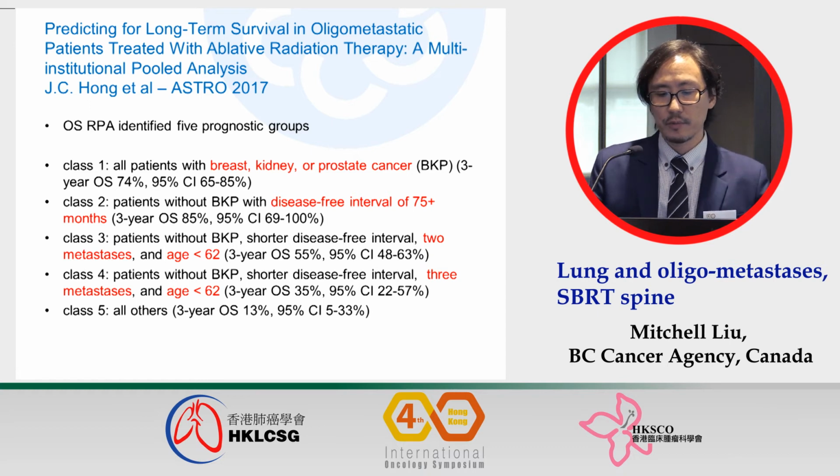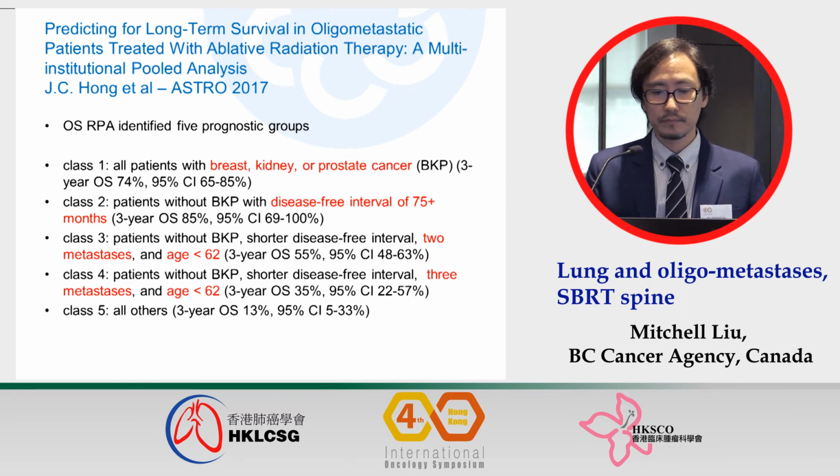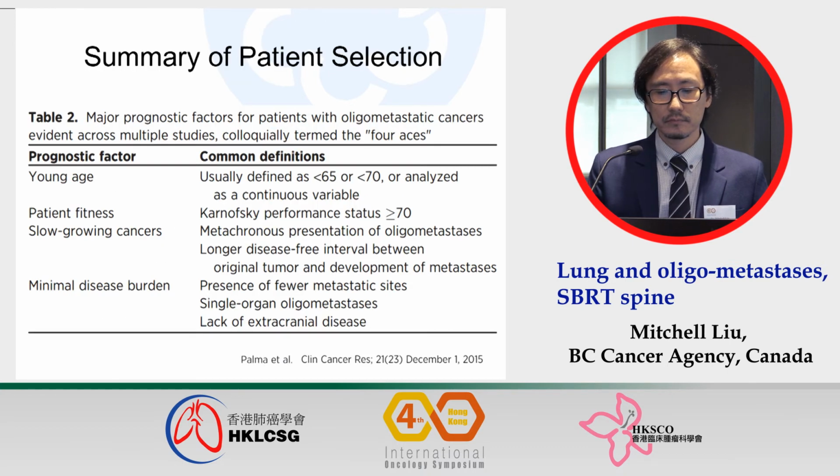And the worst patients would be the patients who do not have the first two features, while they also have more metastases, and also older patients. Dave Palmer also coined these 4 ACEs, prognostic factors, essentially: young age, fit patients, slow-growing cancer. Essentially, metachronous is better than synchronous, also long disease-free intervals, and also minimal disease burden.